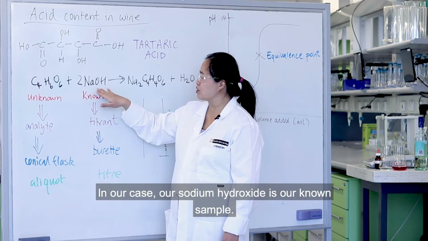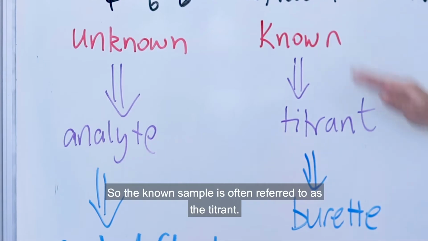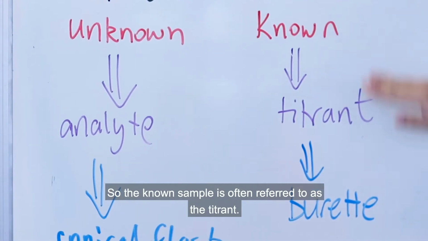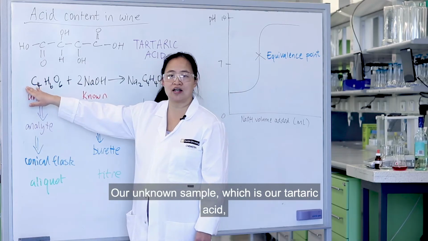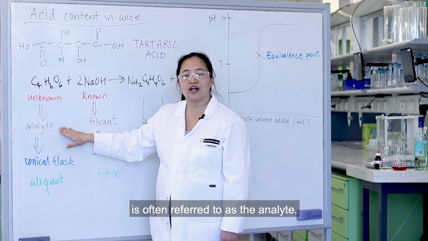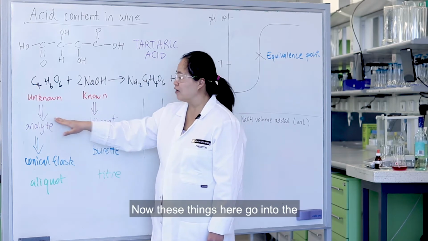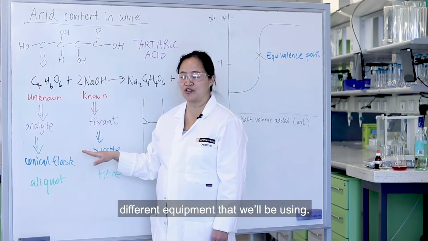In our case, the sodium hydroxide is our known sample. The known sample is often referred to as the titrant. Our unknown sample, which is our tartaric acid, is often referred to as the analyte. Now these go into the different equipment that we'll be using.